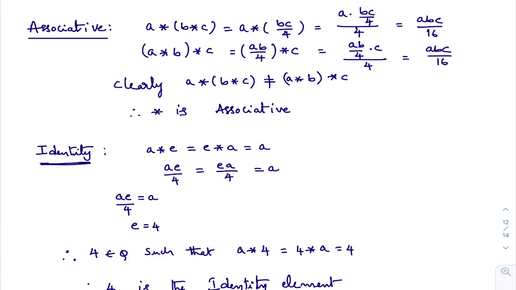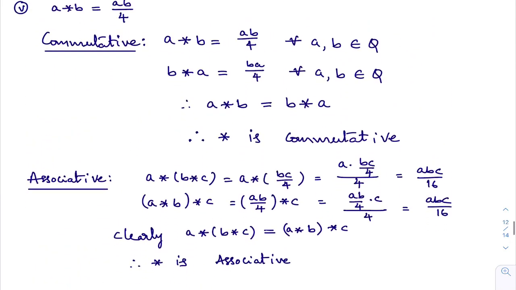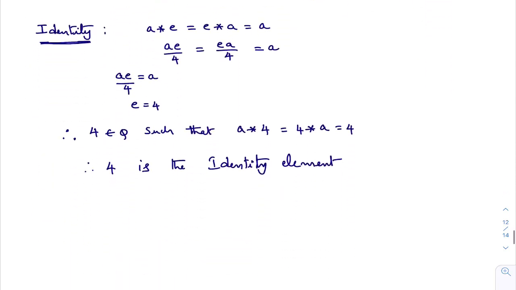This tells you that a star (b star c) equal to (a star b) star c. Therefore star is associative. I hope you understand this. Okay, for this bit also I checked commutativity as well as associativity. Now as the 10th question they are asking to check the identity element.